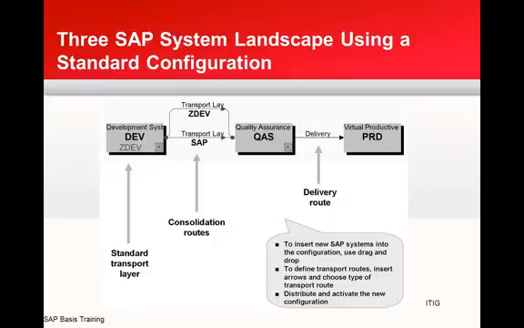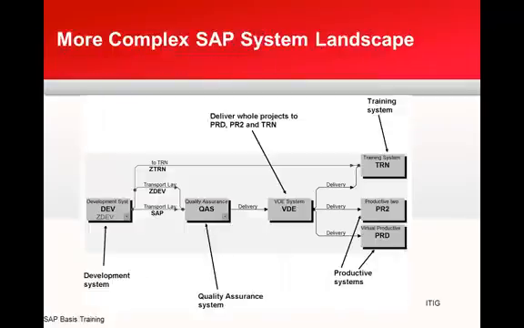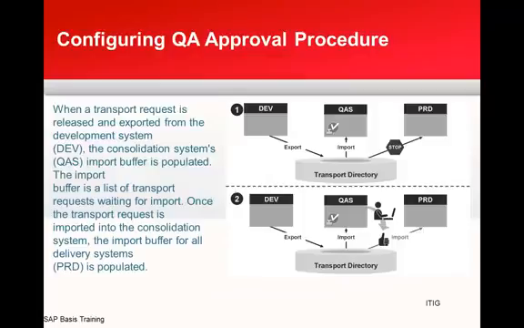Okay, now here you can see the three system landscape using a standard configuration. So this is your standard transport layer, ZDEV. You have your consolidation route. And this is another delivery route from QA to production. So this is making it more complex, same thing.